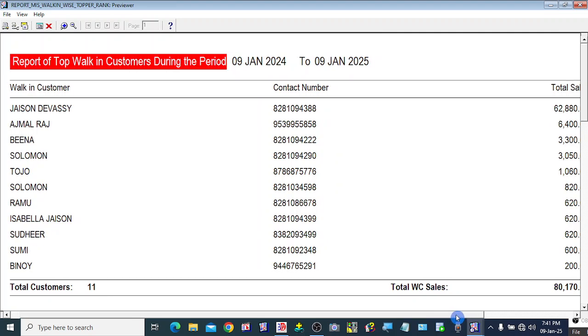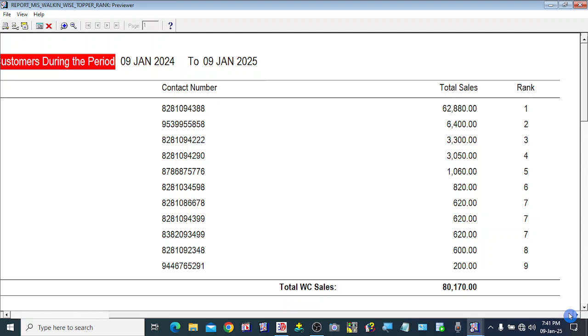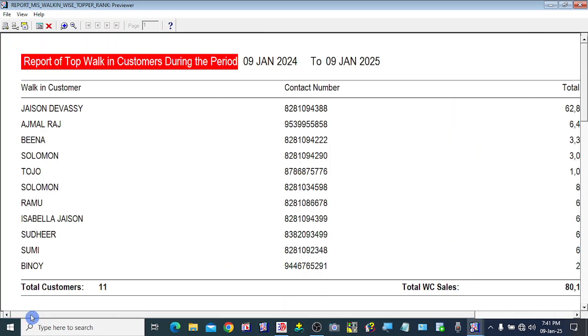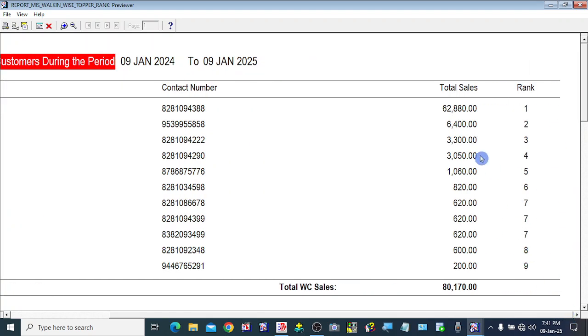So out of the various walk-in customers we have sold to, here at the top we can see the first person, Jason, is the top customer during this period, 9th January 2024 to 9th January 2025. We have sold goods worth 62,880 to the walk-in customer Jason or counter customer Jason. The second walk-in customer is Ajmal Raj. He has purchased goods worth 6,400 from us.